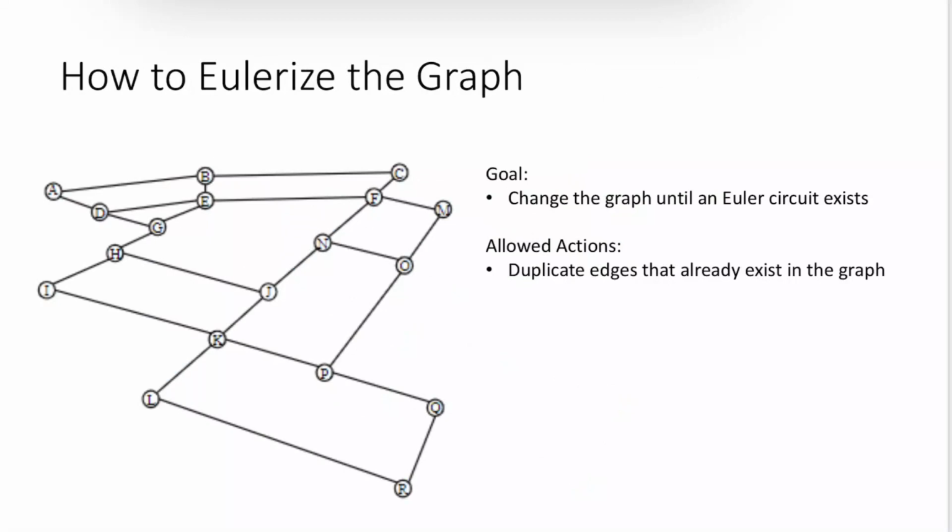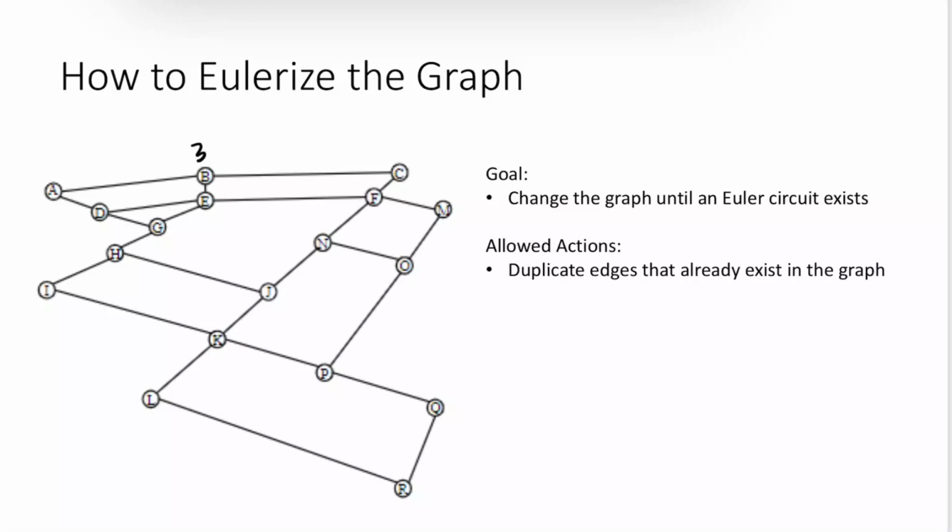The goal of Eulerizing a graph is to change the graph until an Euler circuit exists. We know in this one that the way the graph is currently, there is no Euler circuit because vertex B has degree 3, and since that's an odd number, we automatically know an Euler circuit doesn't exist. So if we Eulerize the graph, we're going to change it slightly until an Euler circuit does exist. And the only thing you're allowed to do during Eulerization is to duplicate edges that already exist in the graph. You can't create new edges that weren't there before.